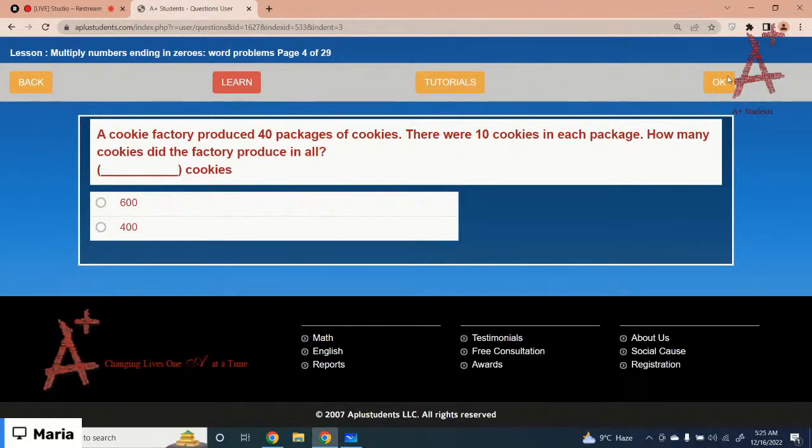Okay, the next one is a cookie factory produced 40 packages of cookies. There were 10 cookies in each package. How many cookies did the factory produce in all? You have to calculate the total cookies produced by the factory. You have to do 40 times 10. Got it? So 40 times 10 equals... Multiply the non-zero values.